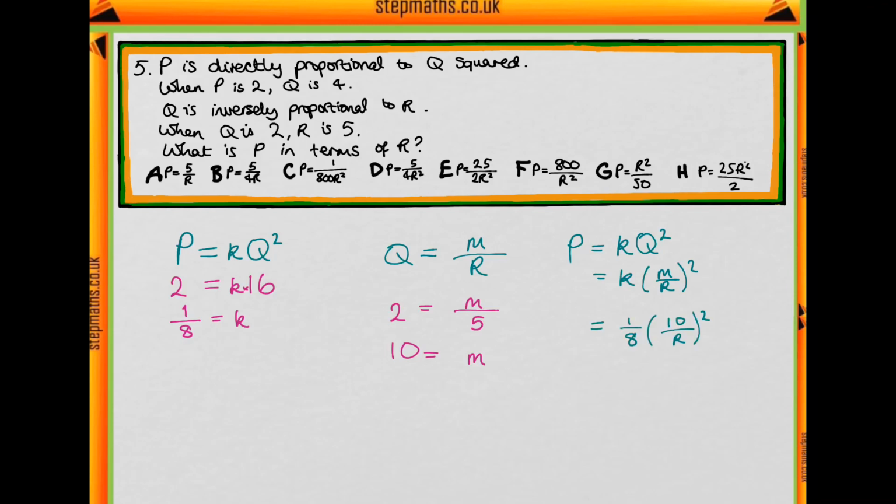So let's do that now. So we put in an eighth and we put in 10. And this 10 is squared, so we will get 100 divided by 8R squared. So if we just cancel that down, we divide by 4 to get 25 over 2R squared. And we get our answer of E.